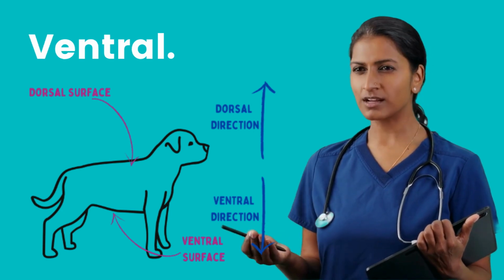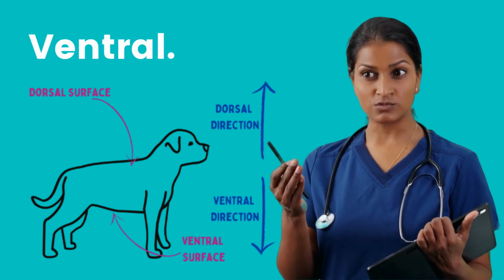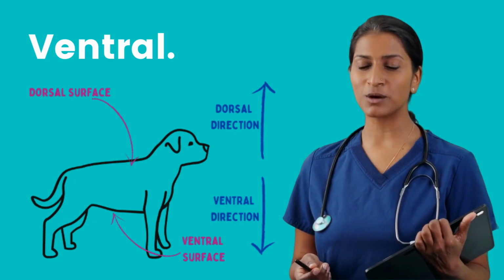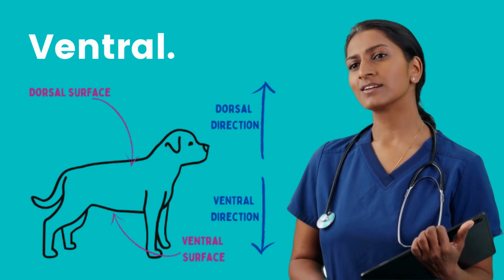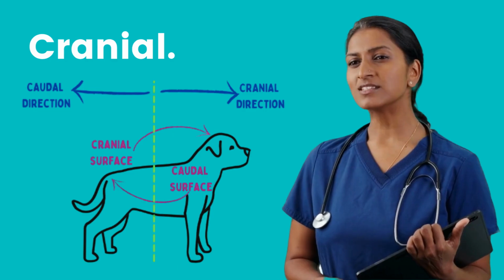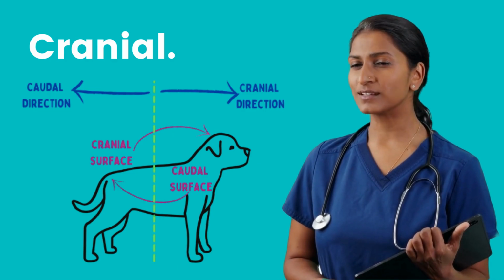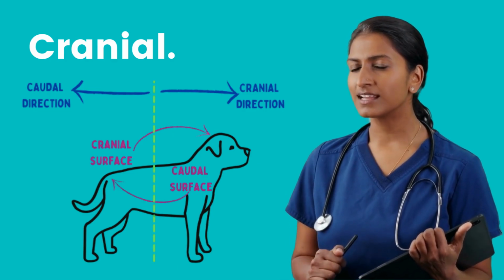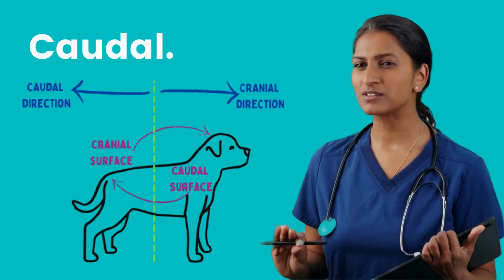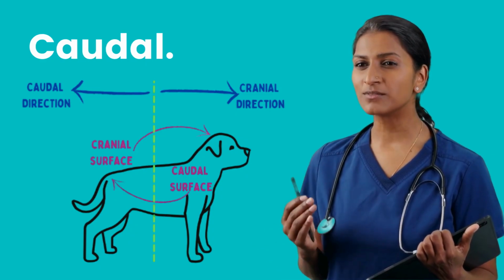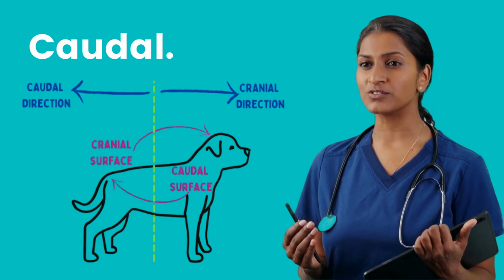Ventral refers to the abdominal surface, or in the direction of the abdomen. For example, the stomach is ventral to the spine. Cranial refers to the skull, or towards the skull. For example, the heart is cranial to the rectum. Caudal refers to the tail or towards the tail. For example, the rectum is caudal to the lungs.